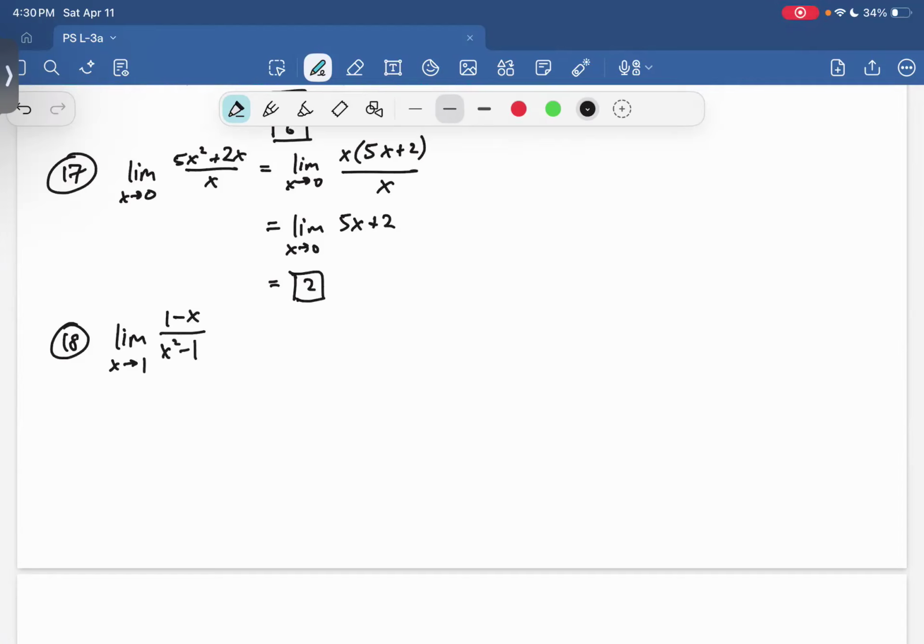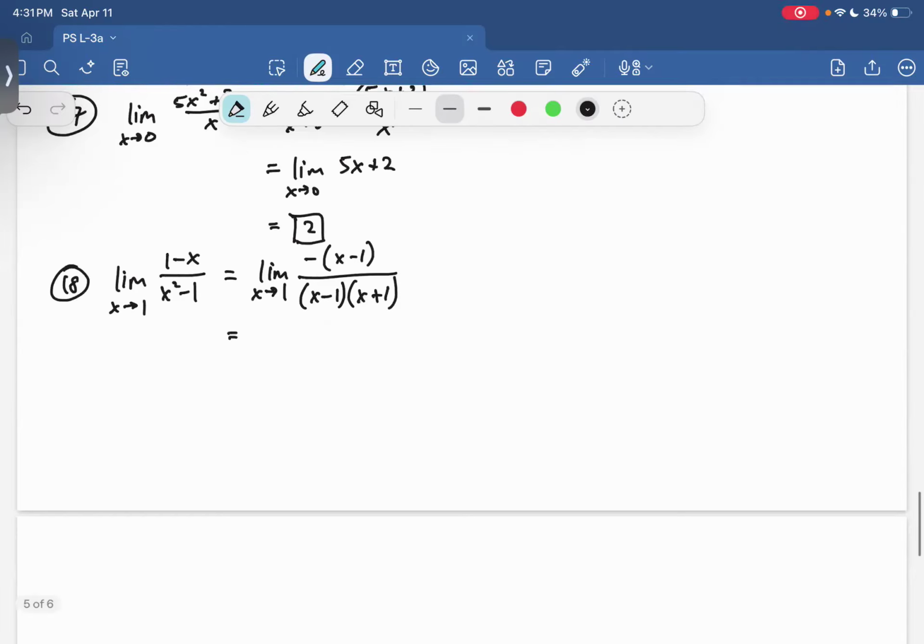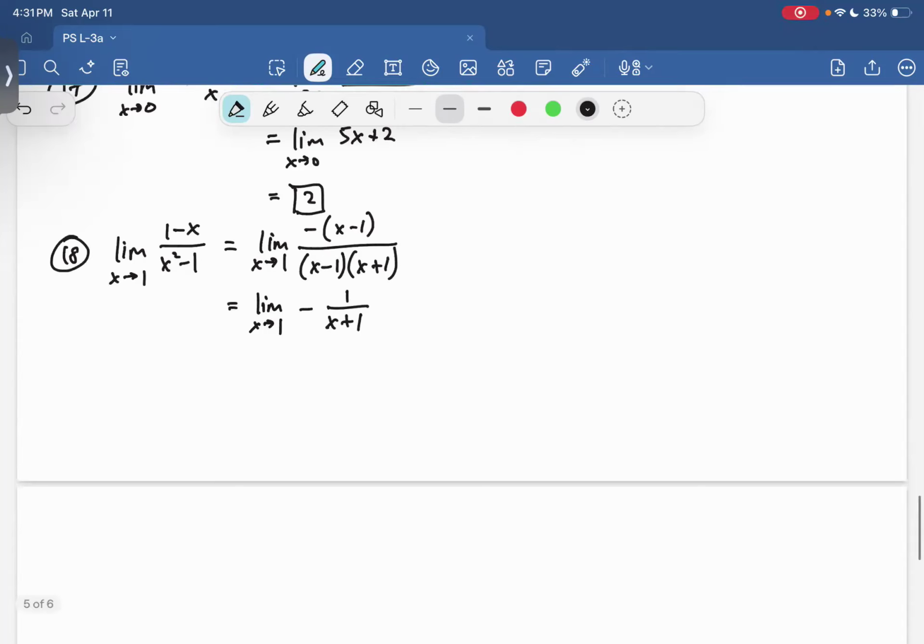Okay, so this question, 0 over 0. So let's factor. I'm going to factor the top as negative x minus 1 to make the cancellation more clear with the denominator, which is a difference of squares, x minus 1 times x plus 1. X minus 1 cancels, which means that this is going to become negative 1 over x plus 1. And now we can plug in x equals 1, which leaves us with negative 1 over 2.